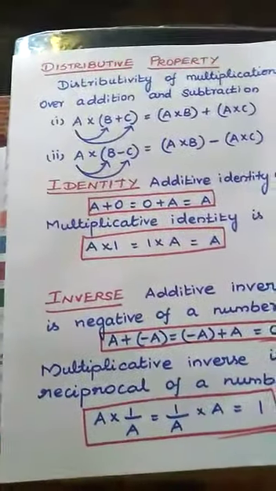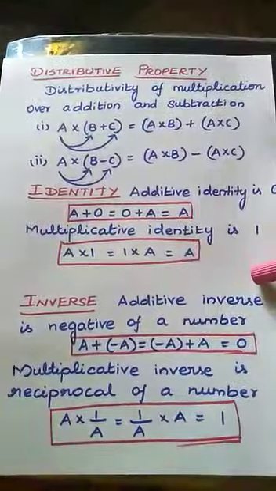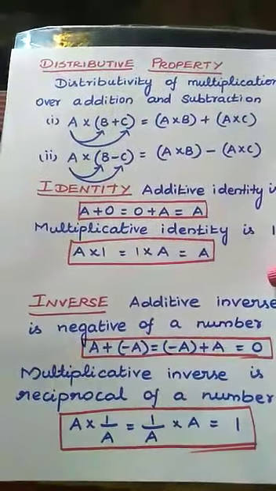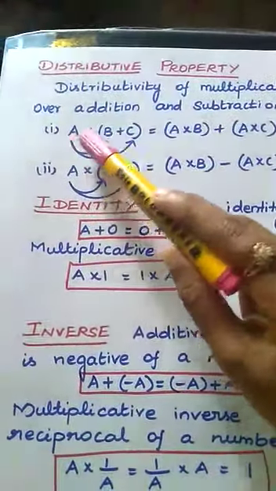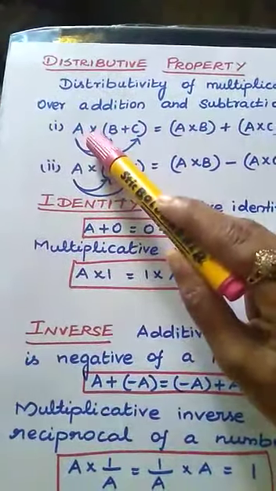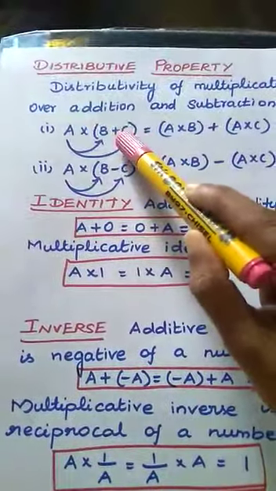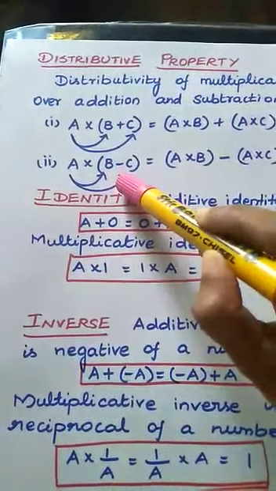Next one is distributive property. Distributivity of multiplication over addition and subtraction. Here we have to use two symbols at a time. A into (B plus C). One is fixed, that is multiplication. One time we have to use addition, another time we have to use subtraction.